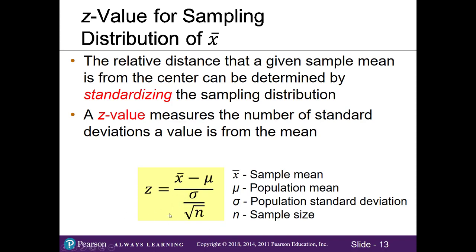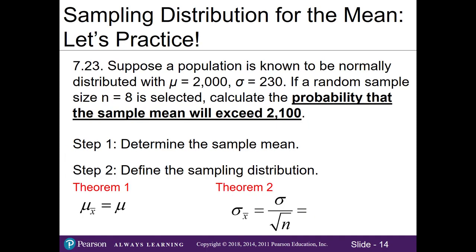Now the nice thing is once you've found your z-value using this formula, we can then use Excel to find the probability. Let's look at problem 23, very similar to the homework problem. Suppose a population is known to be normally distributed, bell-shaped, with a population mean of 2,000 and a population standard deviation of 230. If a random sample size of 8 is selected, calculate the probability that the sample mean will exceed 2,100. In other words, we want greater than 2,100.